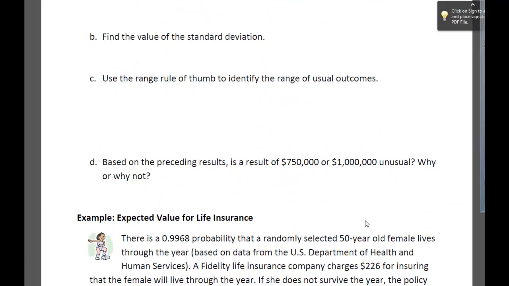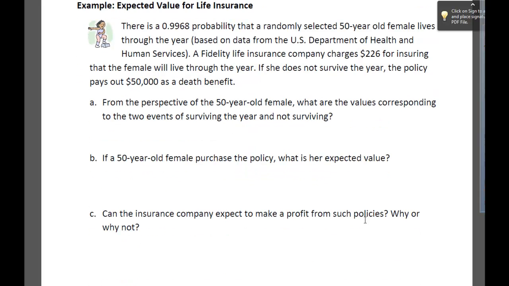Okay, we got several other things here. Let's look at this one about life insurance. Very good one. It says there is a 0.9968 probability that a randomly selected 50-year-old female lives through the year. A Fidelity Life Insurance Company charges $226 for ensuring that the female will live through the year. If she does not survive the year, the policy pays out $50,000 as a death benefit.